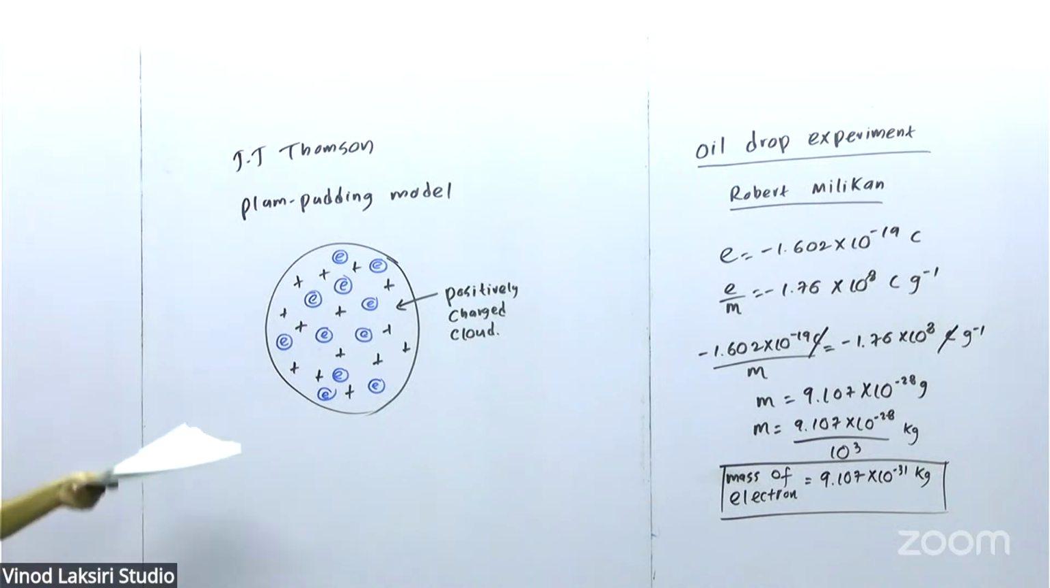Okay, write down this calculation. e equals minus 1.602 times 10 to the power minus 19. Then e divided by m equals minus 1.76 times 10 to the power 8 coulombs per gram. Then we can substitute the value of e and determine the m value. It is 9.107 times 10 to the power minus 28 gram. When converted to kilogram, it is 9.107 times 10 to the power minus 31 kilogram. It is a very small value. Therefore, the mass of the electron is very small. Okay, write down.